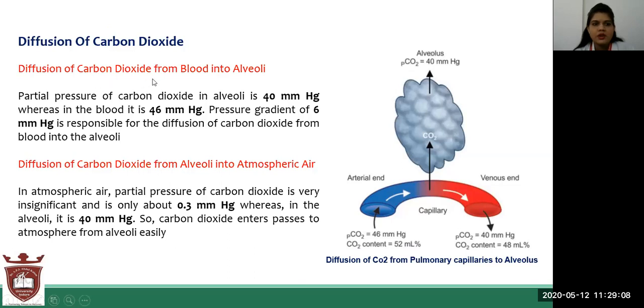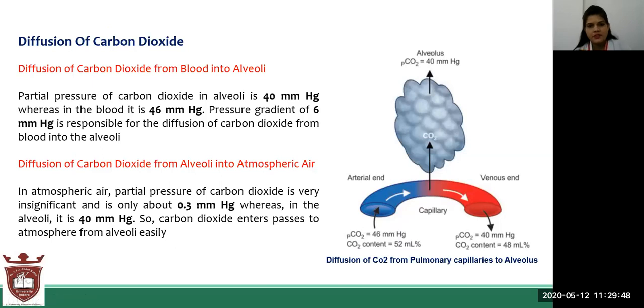First we'll see diffusion of carbon dioxide from blood into alveoli. Here we'll see the partial pressure of carbon dioxide in alveoli is 40 mmHg, whereas the partial pressure of carbon dioxide in blood is 46 mmHg. So there is a pressure gradient of 6 mmHg. Okay, we'll see here the partial pressure of CO2 is 40 mmHg, whereas at the arterial end it is 46 mmHg. There is a pressure gradient of 6 mmHg. So carbon dioxide easily diffuses from the pulmonary capillary to the alveolus.